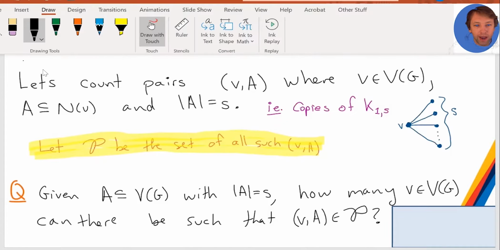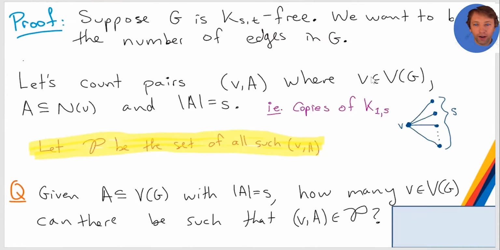So let's count pairs (v, A), where v is a vertex of G, and A is a subset of the neighborhood of v, such that the size of A is S. I'm going to let script P be the set of all such pairs (v, A). Okay, so a question for the audience: if I have a vertex v, how many sets A are there that we're counting here? So how many subsets of the neighborhood have size S, is what I'm asking.